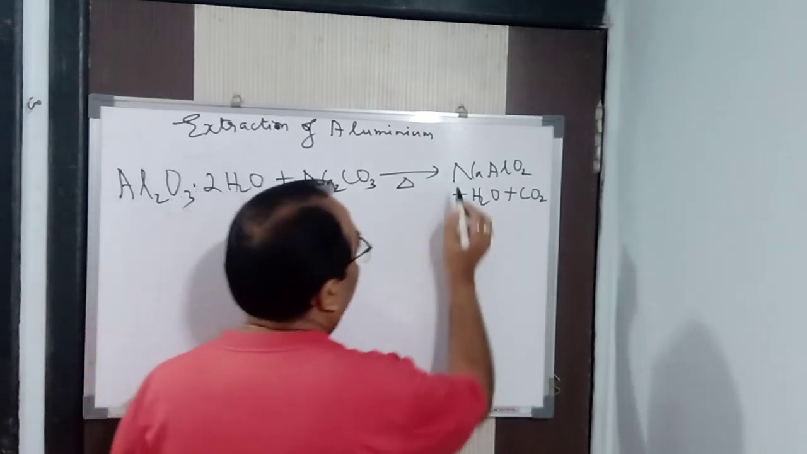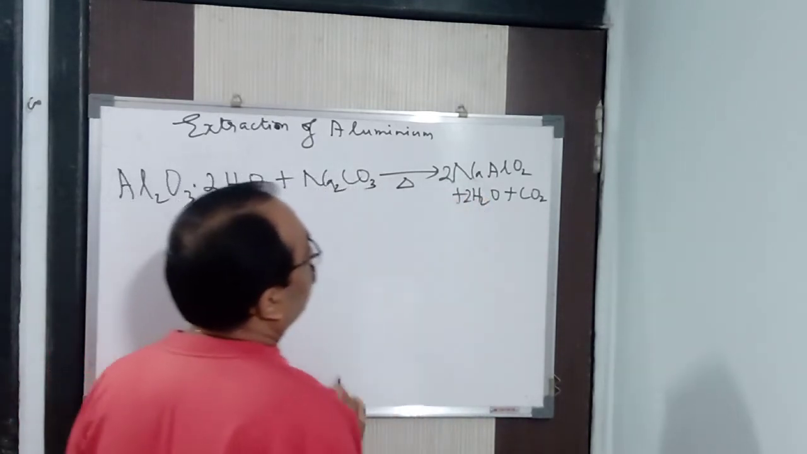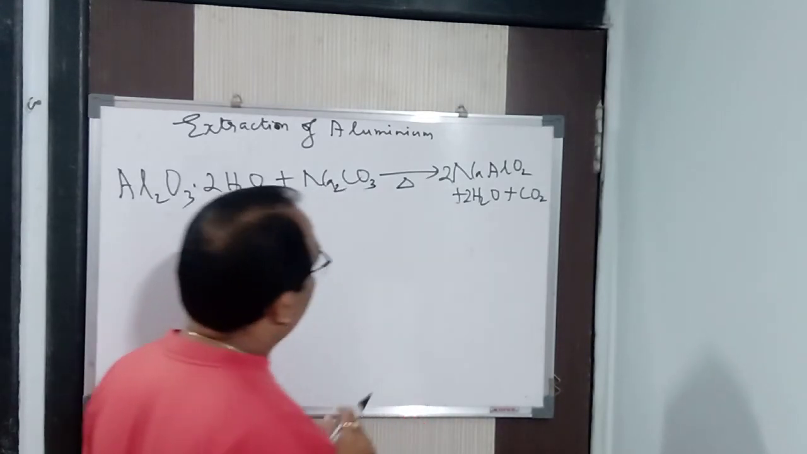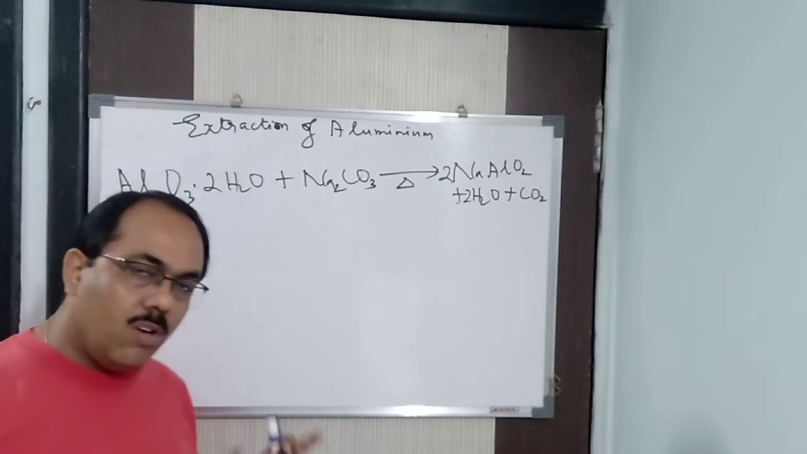So that is 2 NaAlO2, since Na2 is there, plus CO2. Carbon dioxide gas we will be getting. Fine. So in this way you got NaAlO2.